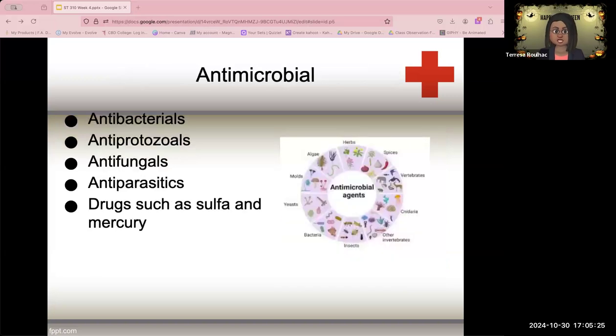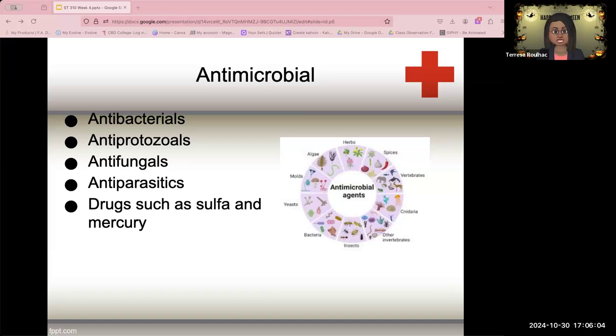Now, in surgery, the term antimicrobial refers to any agent that fights harmful microorganisms. This includes antibacterials, which kill bacteria, antiprotozoals, which target protozoa, antifungals, which treat fungal infections, and antiparasitics, which kill parasites. There are drugs like sulfa and mercury that were historically used as antimicrobials, but they are not as common today because of their side effects.